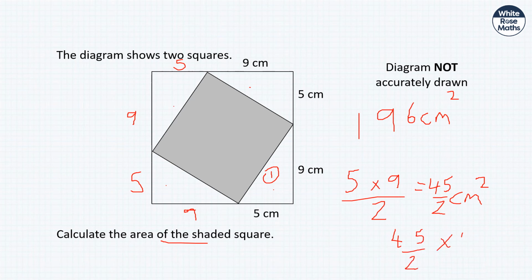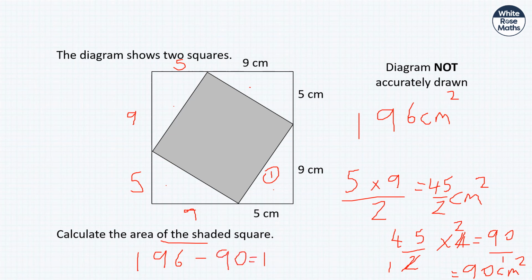So let's simplify this. Divided by 2 there, divided by 2 there, so cross simplify. So I'll get 45 times 2, which will be 90, so I'll get 90 over 1, which is equal to 90, guys. So 90 centimeters squared for the area of the 4 triangles. 196 take away 90 will give us the shaded square, so that'll be 106 centimeters squared, guys.